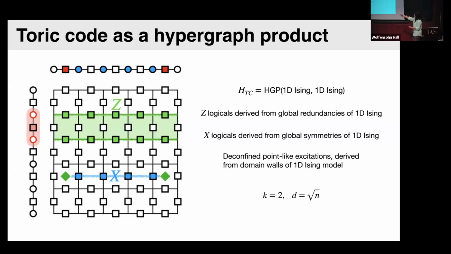The X logicals of the toric code are derived from global symmetries of the 1D Ising model. So between the symmetries and the redundancies of those input 1D Ising models, you get the X and Z logicals of your quantum code. And because the input codes were just one-dimensional, and your logicals are coming directly from those, you know that your distance cannot be greater than root n when you take this kind of hypergraph product, okay? Because everything here is just being derived from the input that was coming in.